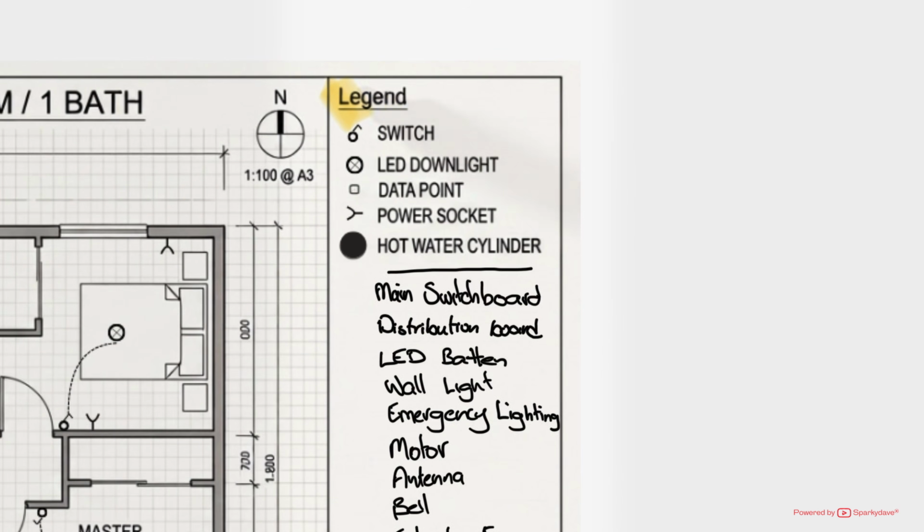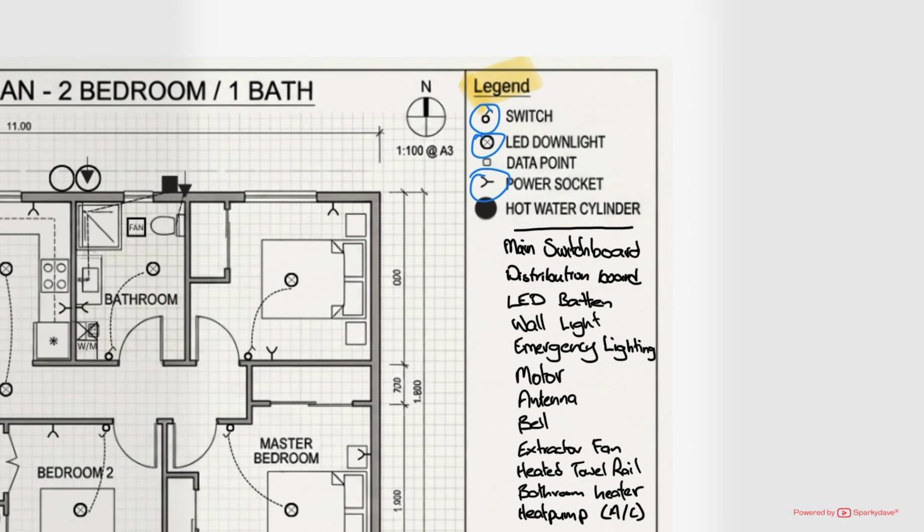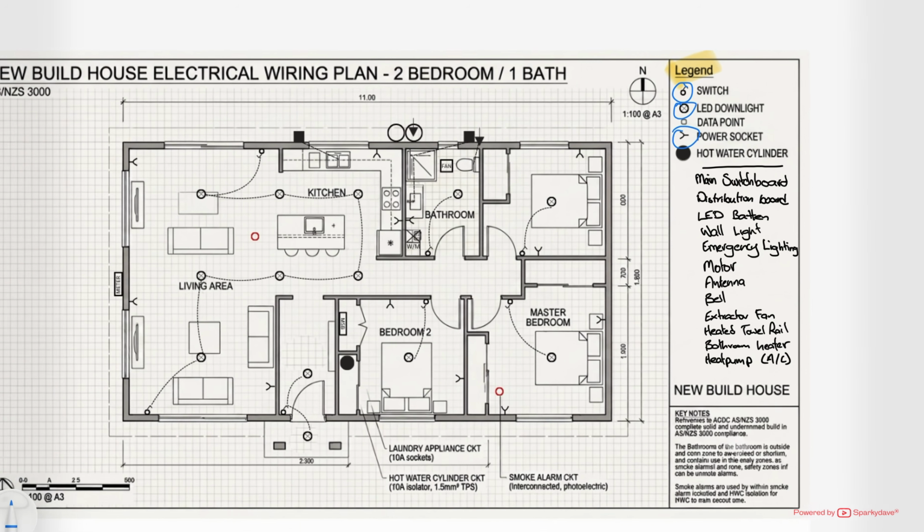Now, just talking about the legend on the side here. Firstly, we have the switch over here, the LED downlight, and power sockets. Those 3 symbols are ones you're going to have to commit to memory. They are the basics for what you'll be required to know on site.